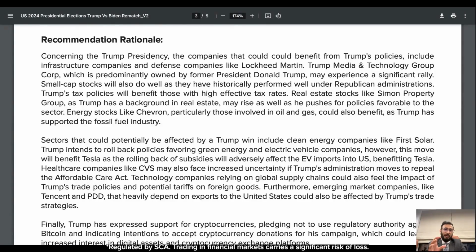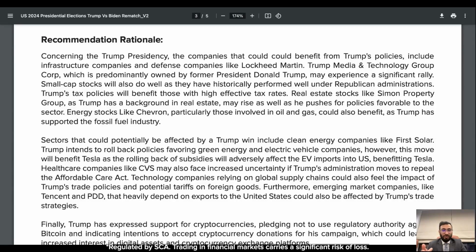Now, why have we looked into these areas? So let's understand the rationale for why we are looking at these areas. Considering the Trump presidency, companies that could benefit from Trump's policies: infrastructure, defense companies like Lockheed Martin, Trump Media and Technology, which is owned by Donald Trump, might also go up. Small cap companies are expected to do well because they have historically performed well under Republican administrations, because Trump's tax policies will benefit a lot of these companies which have high effective tax rates.